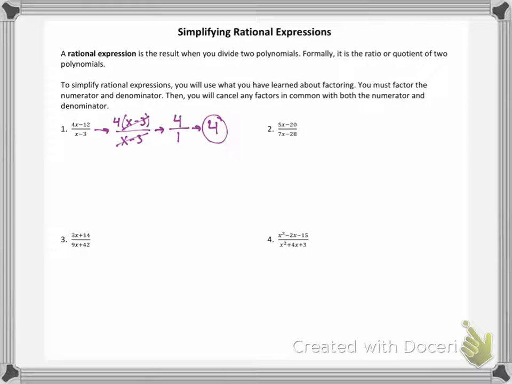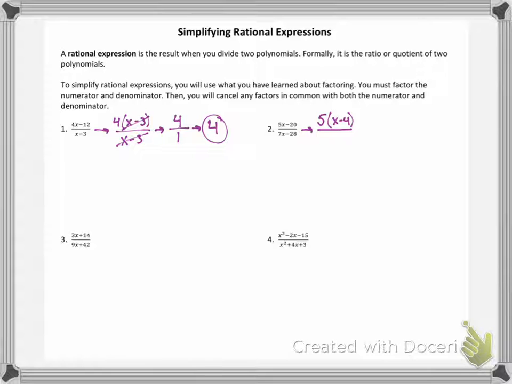That's what we're going to be looking at here in all of these problems. How can they factor apart, cancel out what needs to be canceled out, and reduce as far as we can from there. So let's continue that here in example number 2. I have 5x minus 20 over 7x minus 28. So what I'm going to do first is worry about the numerator. What factors out of the numerator? So there is a GCF I can take out. I can take out a 5. When I take out the 5, I am left with x minus 4.